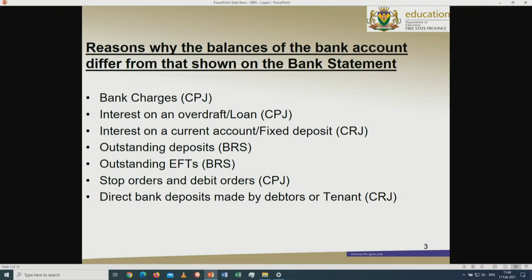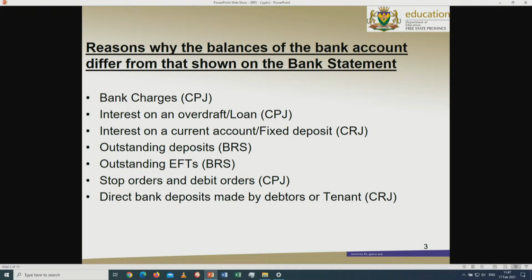Next one is interest on current account or interest on fixed deposit. Remember, interest on current account is part of the incomes. Interest on fixed deposit is also part of the incomes. They will be recorded in the cash receipts journal. As a result, the business is receiving the money, so it must go to the cash receipts journal.